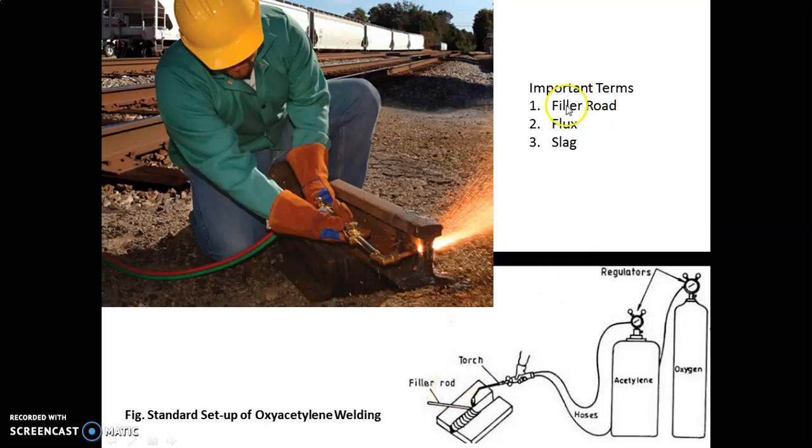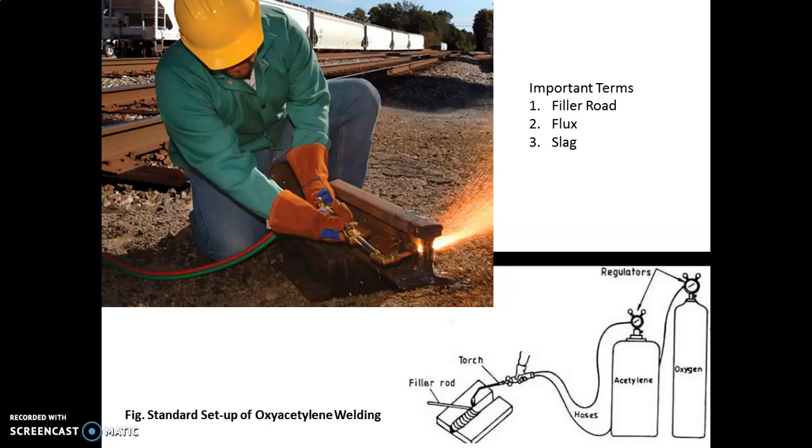Here the important terms filler rod, flux, and slag are used. Now what is filler material? Filler material is the additional metal added to the weld zone during welding. It is available as filler rods or wires and may be bare or coated with flux. Now what is flux here? Flux is used to retard oxidation of the surfaces being welded by generating gas shields around the weld zone. Also, it dissolves and removes oxides and other substances from the weld zone, resulting in a stronger weld.